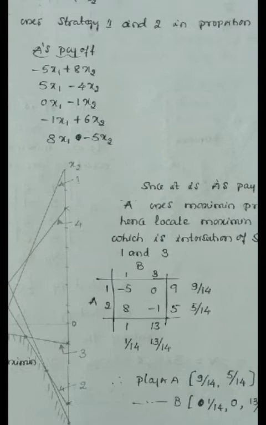Now subtract the elements of first column. Minus 5 minus 8, 13. Write it in first column. Sorry, second column. 0 minus of minus 1 is 1. Write it in first column.